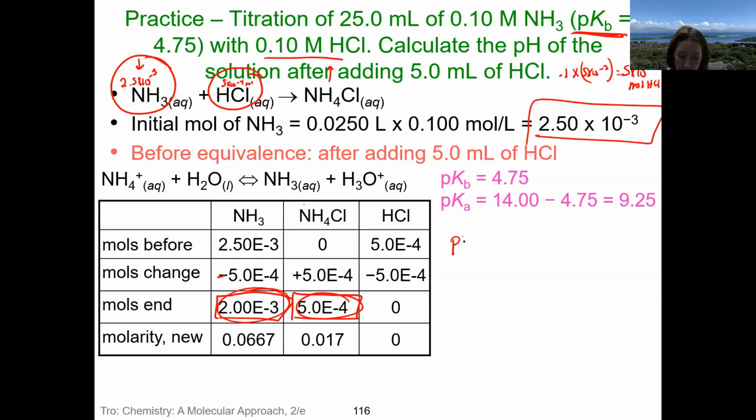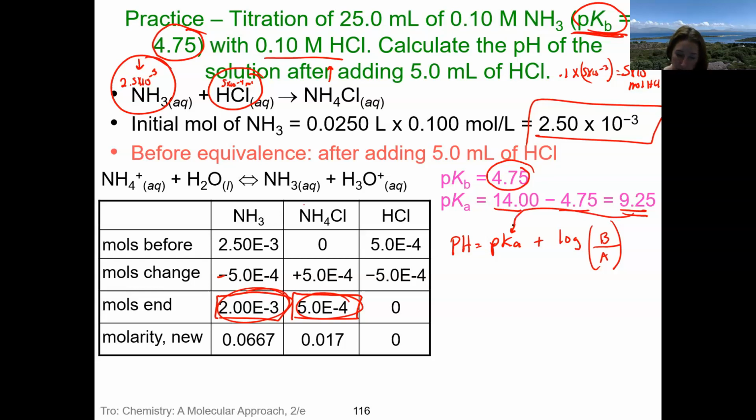So remember Henderson-Hasselbalch for the pH: it's pKa plus the log of our base over our acid. This is why I always say base over acid, because then it's interchangeable whether you've got a basic buffer or an acidic buffer. But this has to be pKa because they gave us pKb. We have to turn our pKb into a pKa. How do we do that? Just 14 minus it. That's our pKa.